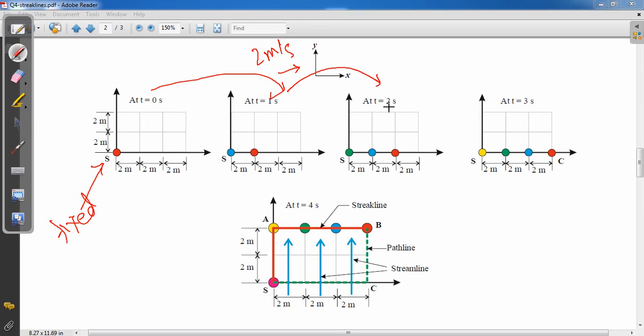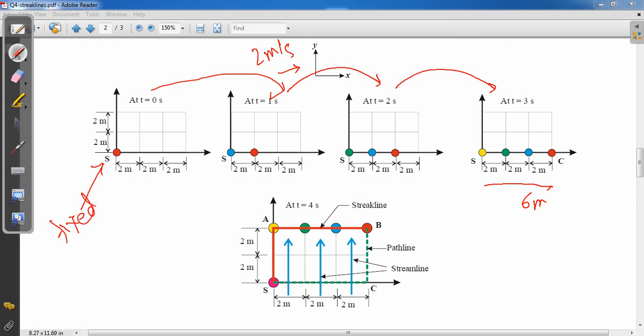Next 1 second, that is at t equal to 2 seconds, it will cover 2 meter more, and this blue one will come 2 meter ahead, and this will be ready to be ejected. Then from 2 to 3 seconds, again 2 meter more. So from the starting point, red will be 6 meter, blue will be 4 meter, green will be 2 meter, and the next will be ready to be ejected.